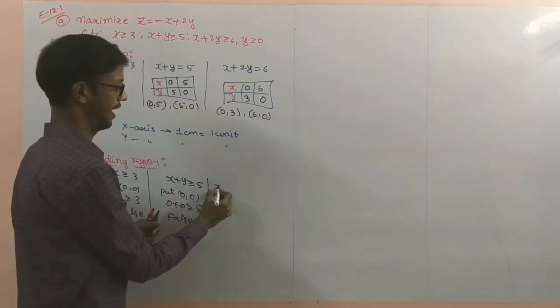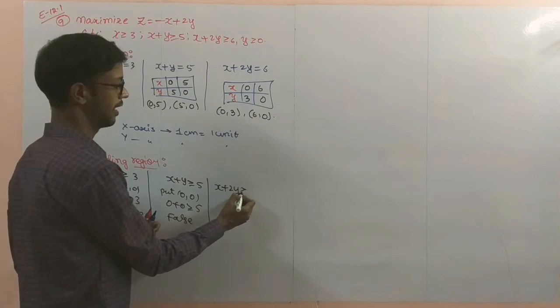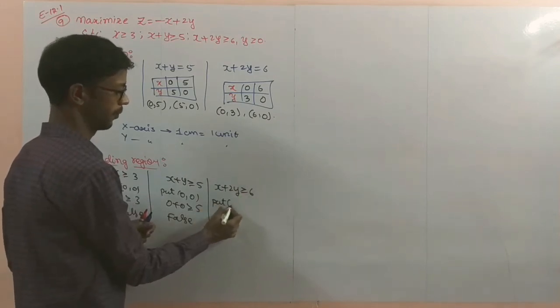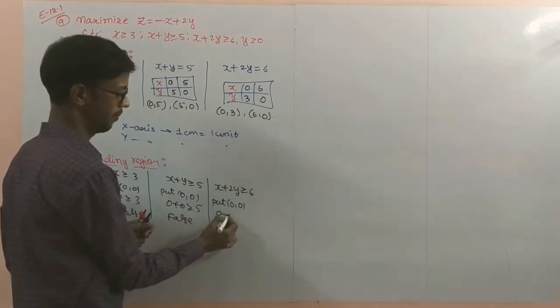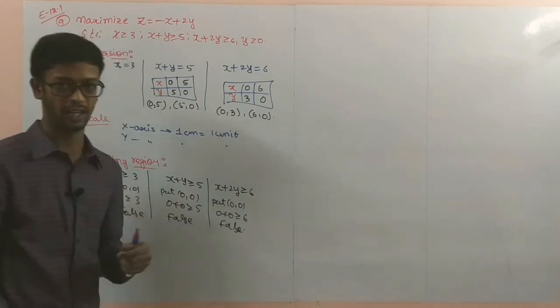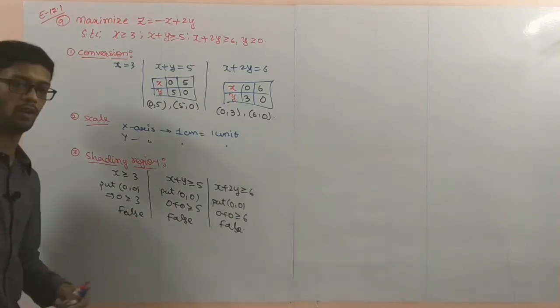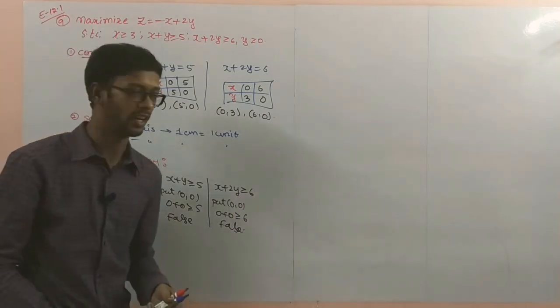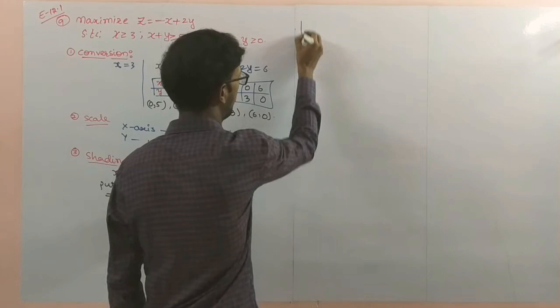Next one, x plus 2y is greater than or equal to 6. Put (0, 0): 0 plus 0 is greater than or equal to 6. That is also a false statement. The statement is false, so excluding (0, 0), you have to shade the region. So now you see the graph here.